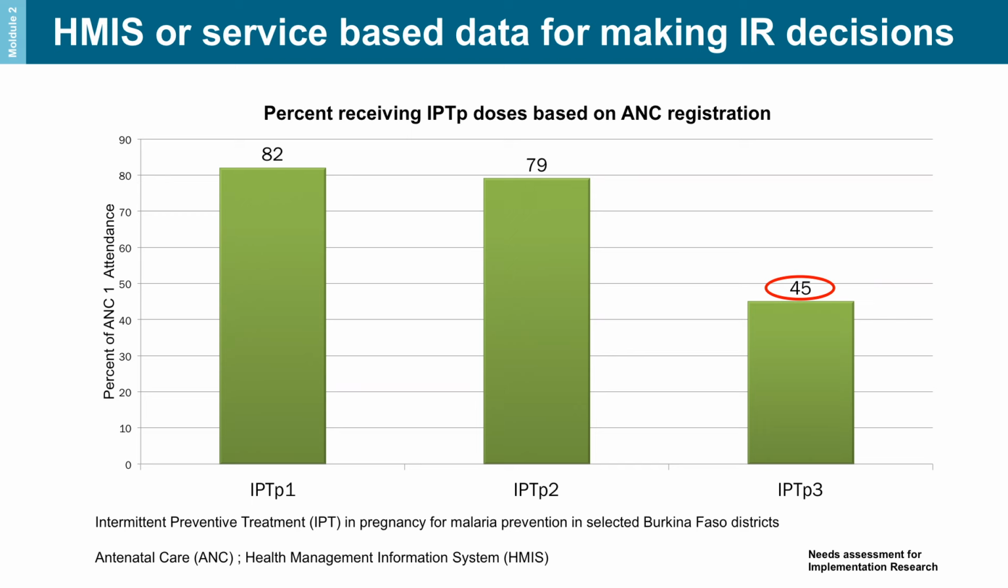They're doing pretty good with the second dose, 79%, not much of a drop-off. But with this new introduction of a third dose, they only reached about half of the people who registered. So this tells them, okay, what are we going to do about this? How are we going to improve the delivery of IPT3? What interventions do we need?